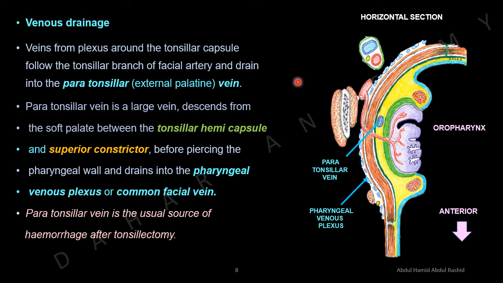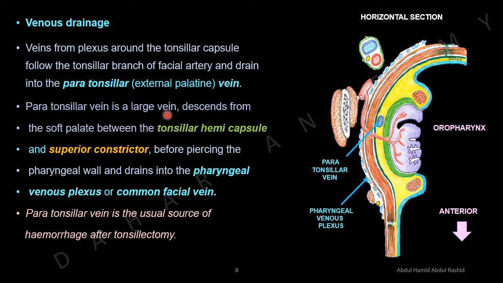So, venous drainage of the palatine tonsil is veins from the plexus around the tonsillar capsule follow the tonsillar branch of the facial artery and drain into the paratonsillar external palatine vein. So veins plexus from this capsule will be coming out laterally together with the veins accompanying the facial artery, and drain into the paratonsillar vein in the second layer here.